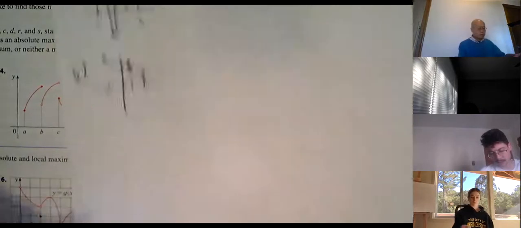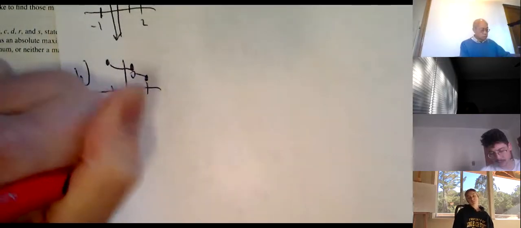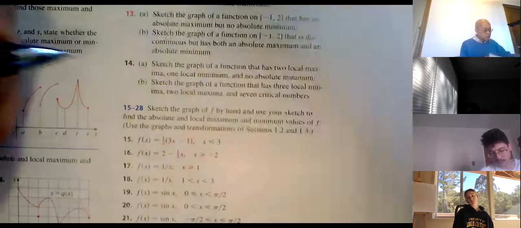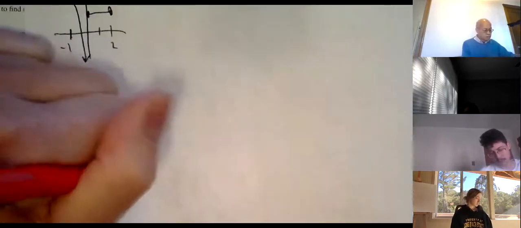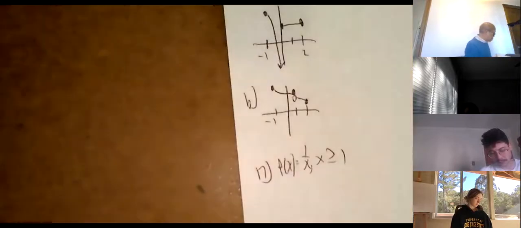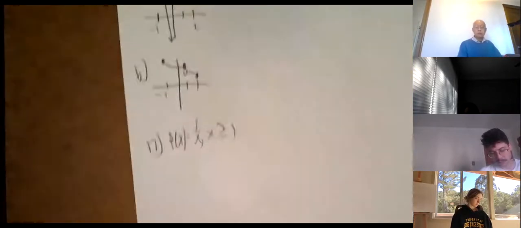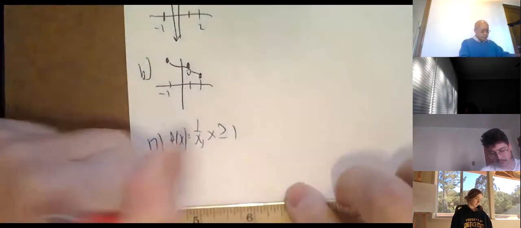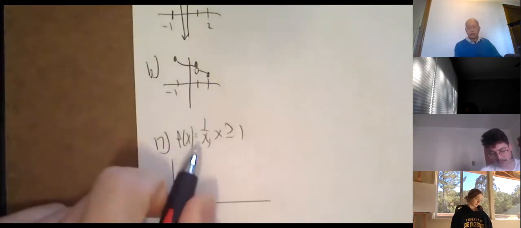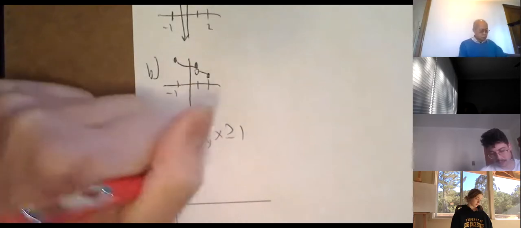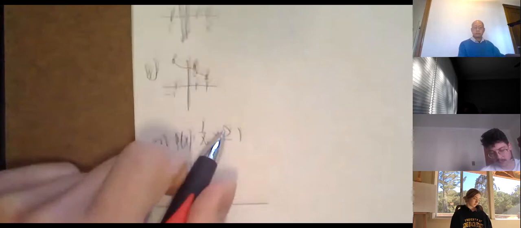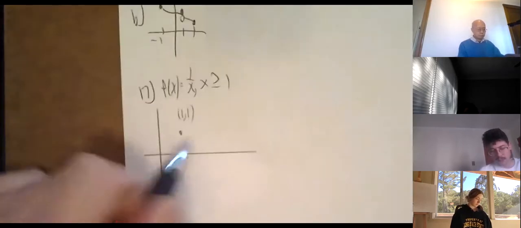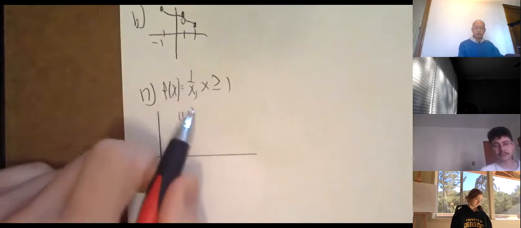Okay, 17, f of x equals 1 over x. It says x is greater than or equal to 1. Okay. Let me lose the book. So you should already be somewhat familiar with the graph. But if not, x is greater than or equal to 1. So what do you get when you plug in 1? 1. Bigger than 1: 2, 3, 4, 5, you get 1/2, 1/3, 1/4, 1/5.